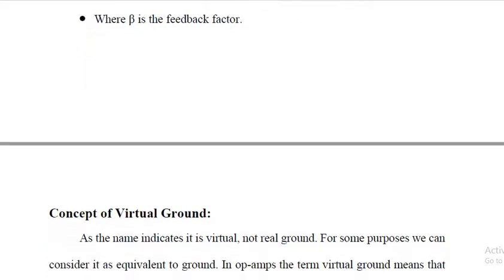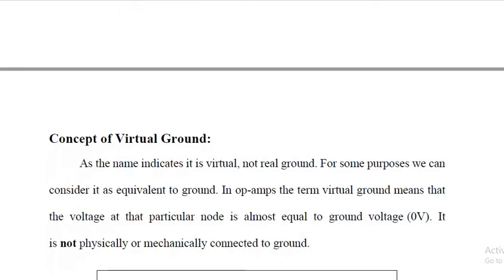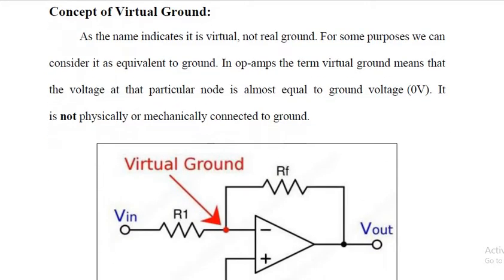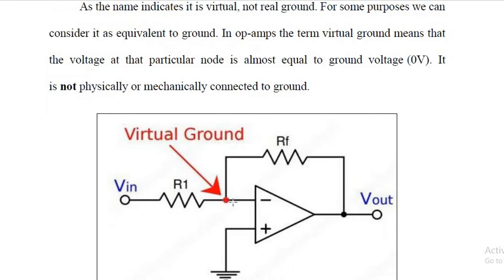Now, the concept of virtual ground. As the name indicates, this ground is virtual, not real. So for some purposes we can consider it as equivalent to ground. In op-amp, the term virtual ground means the voltage at a particular node is almost equal to ground voltage. If you see this diagram, this is the virtual ground. Here the voltage is 0 volts, which is almost equal to ground voltage. It is not physically or mechanically grounded. Hence we are calling it virtual ground, because at this node we have the voltage equal to ground voltage.